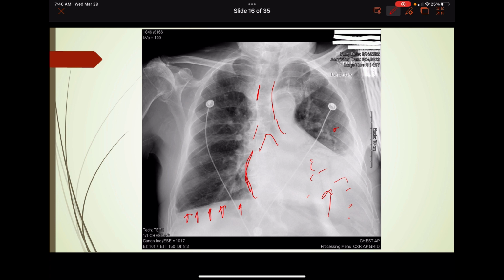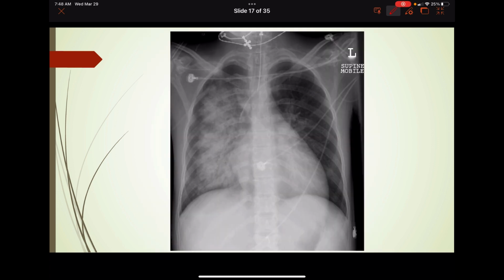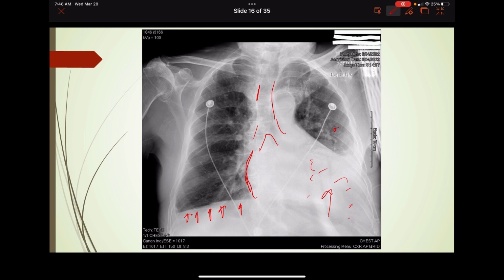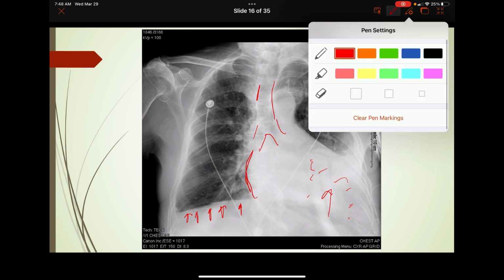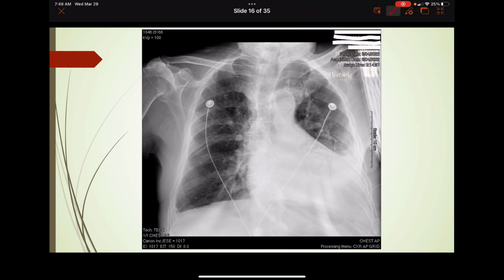And if I remember right, I took off like 1,300 cc's off this guy, just on the left side. The right side I didn't touch. And he did okay. But the pleural effusion is interesting here.